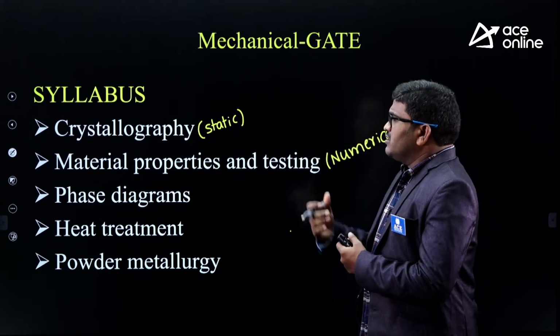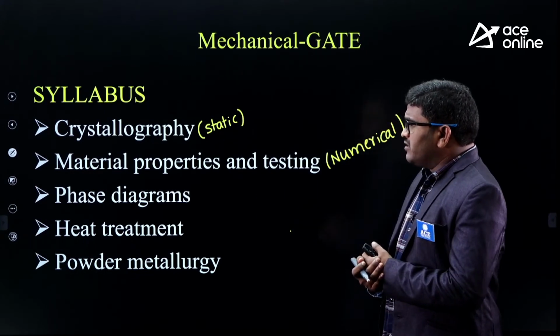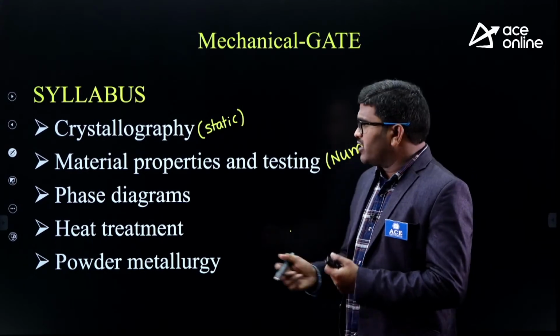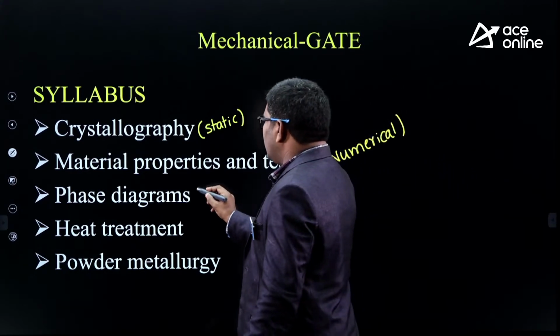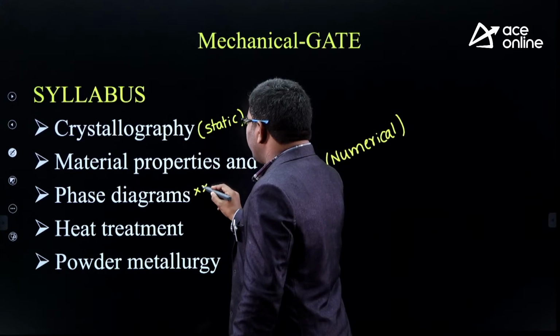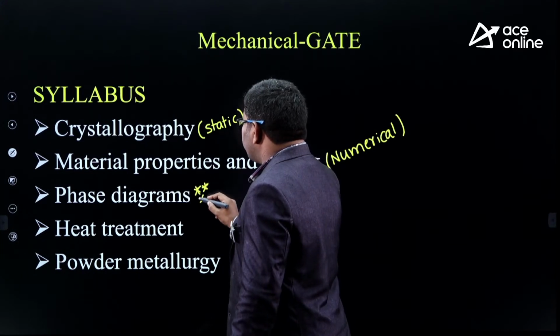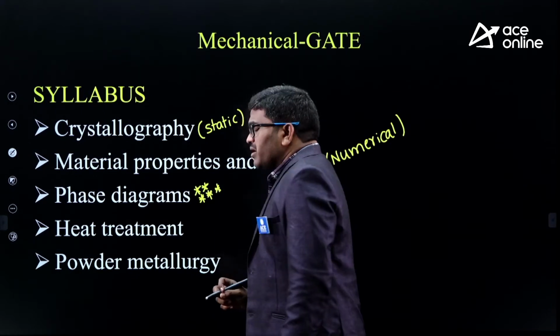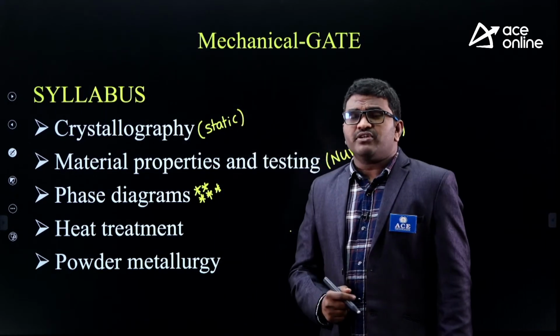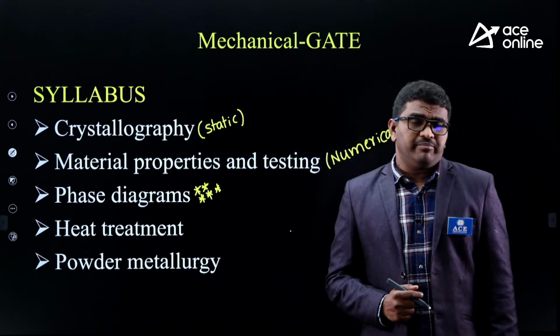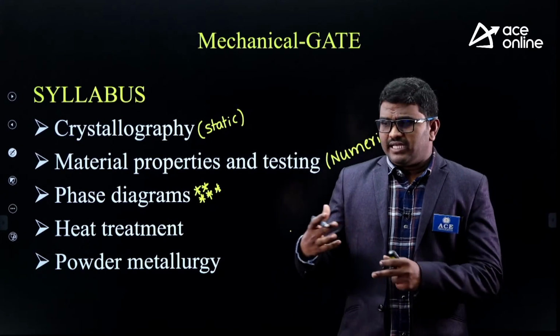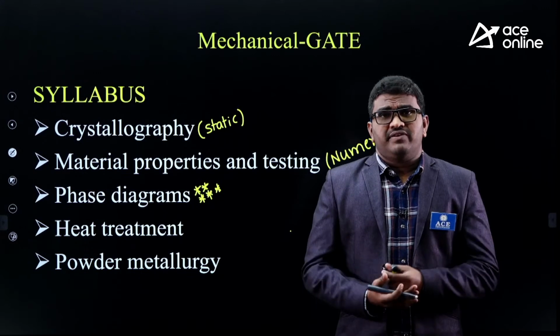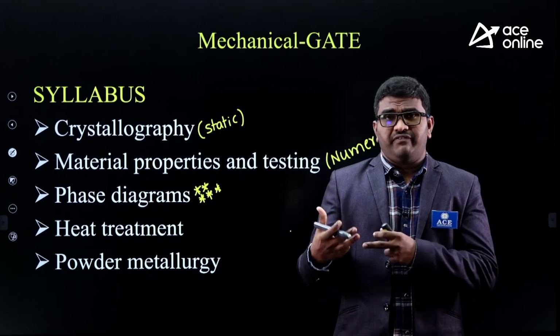So the phase diagram, third topic, is a very, very important topic. Out of all these topics, I'll give you a guarantee that every year there is one question from the phase diagram. Here, there are basically two types of binary phase diagrams that are very, very important: isomorphous phase diagram and eutectic phase diagram.